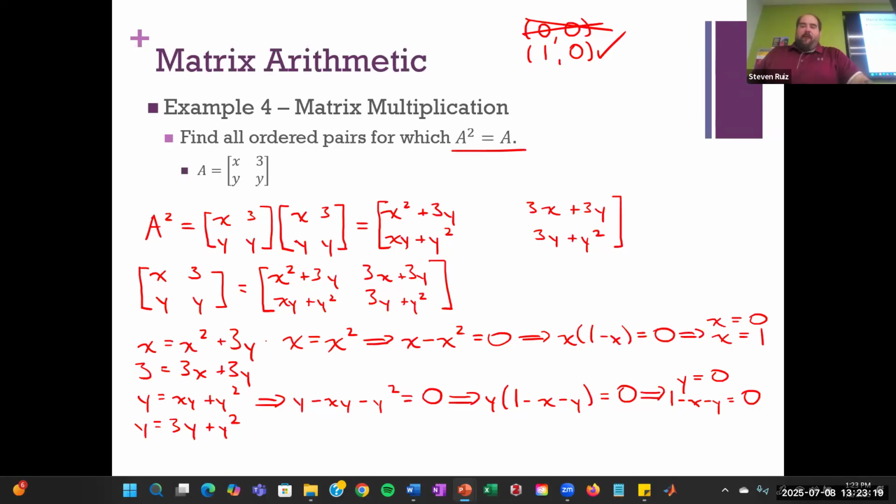Is that the only solution, though? The other piece of information we got from this equation is that basically x plus y equals 1. Can we do anything else with that? 0, 1 definitely fits that. Go ahead.